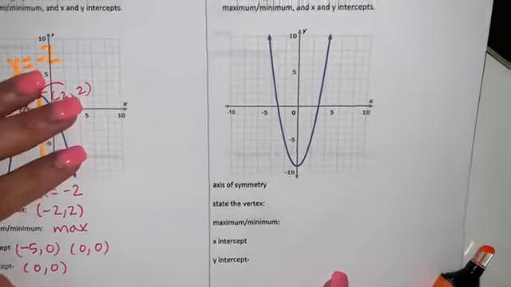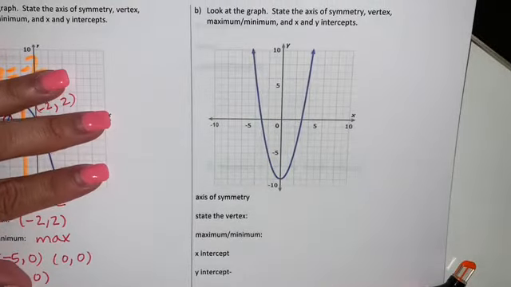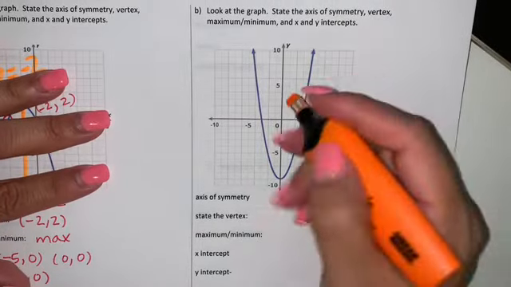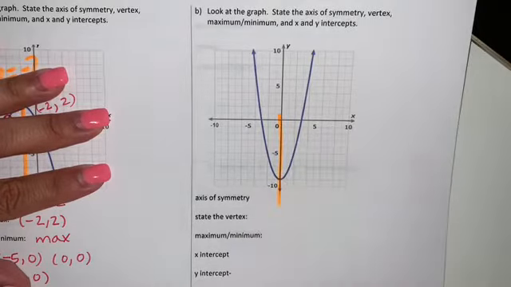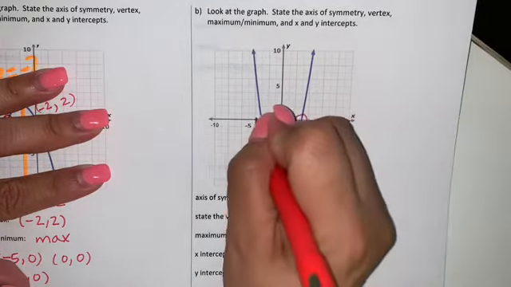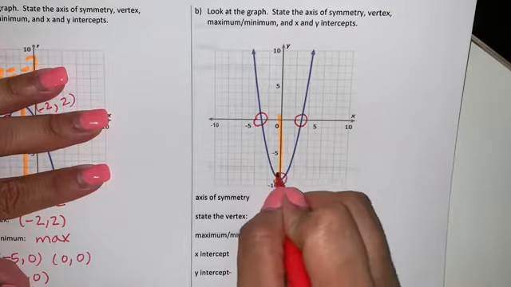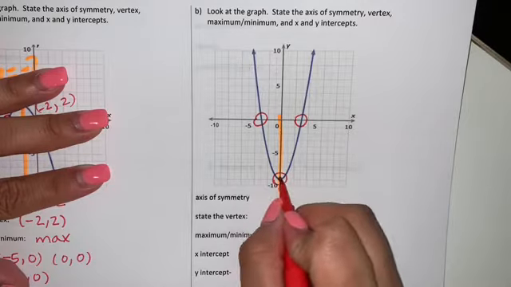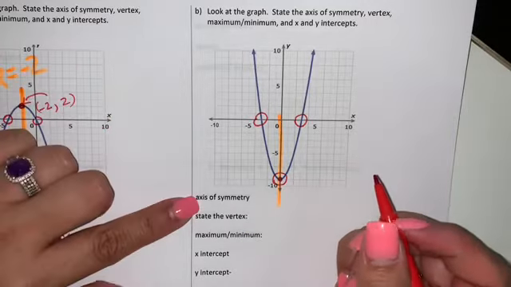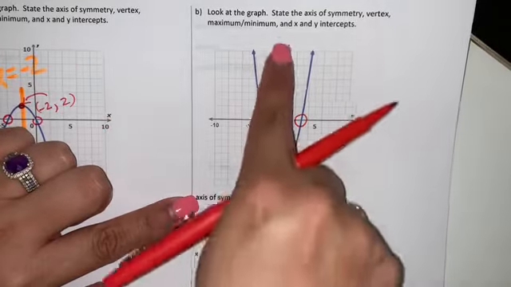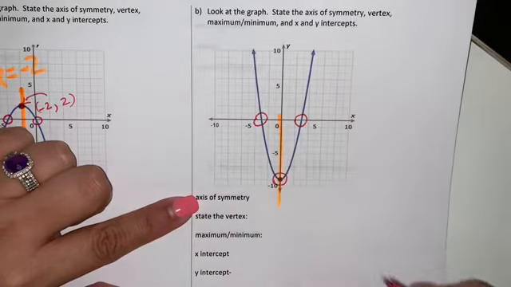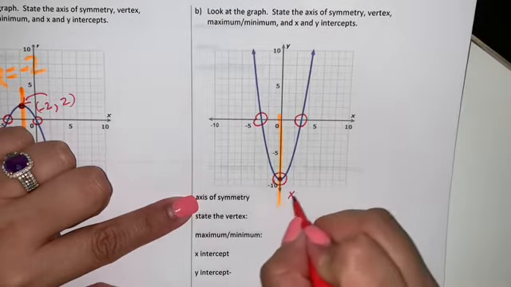Okay, here's the second graph. Example B. Let's label that. And circle our x-intercepts. And let's circle the y-intercept. It's also the vertex. So the axis of symmetry, this is again an x value. This is going to be where x equals 0.